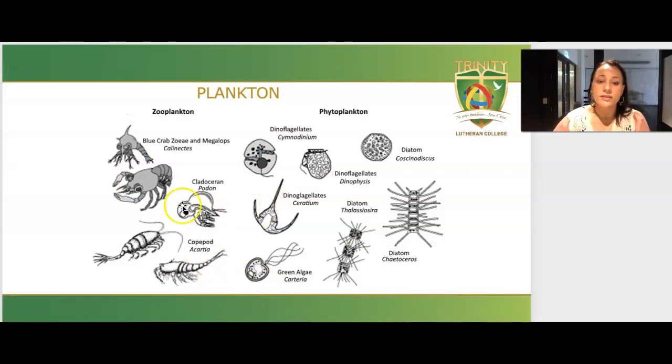So these are a few different ones that you get. Zooplankton, you get lots of little larval forms of many of the larger organisms that you see in the marine ecosystem. Little copepods, lots of blue crabs. You get lots of different phytoplankton as well.